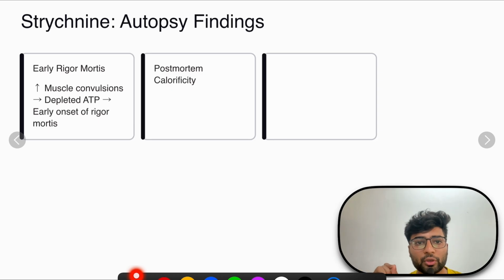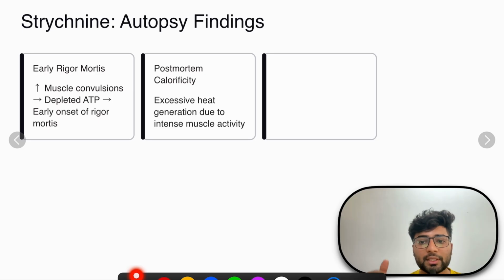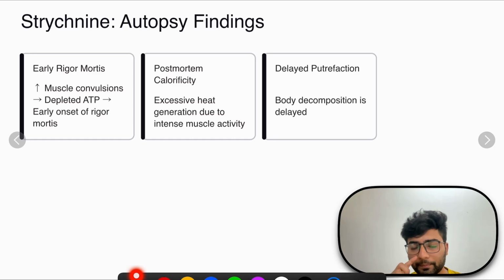Second one is post-mortem caloricity. Due to this excessive muscle movement or convulsions, there is heat generation which appears in the form of post-mortem caloricity. After the death, there is heat generation. Third is delayed putrefaction. In this, the muscles are contracted and stiffened, so it is tough to decay that muscle. This was the simple reason why there is delayed putrefaction in strychnine poisoning.